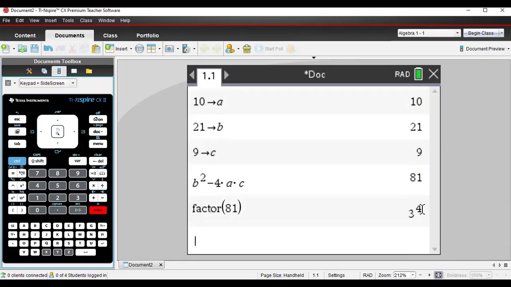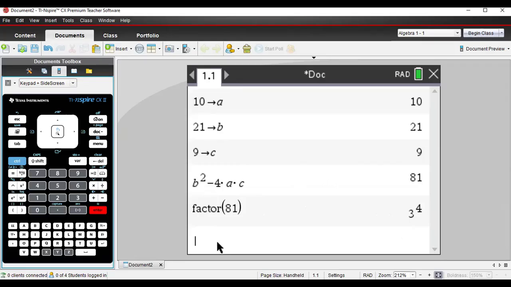If any of the exponents are not even, that means it's not a perfect square, which means when you take the square root, you're going to get an irrational number. So in this case, we have 3 to the 4th. It's an even exponent, so this is a perfect square.